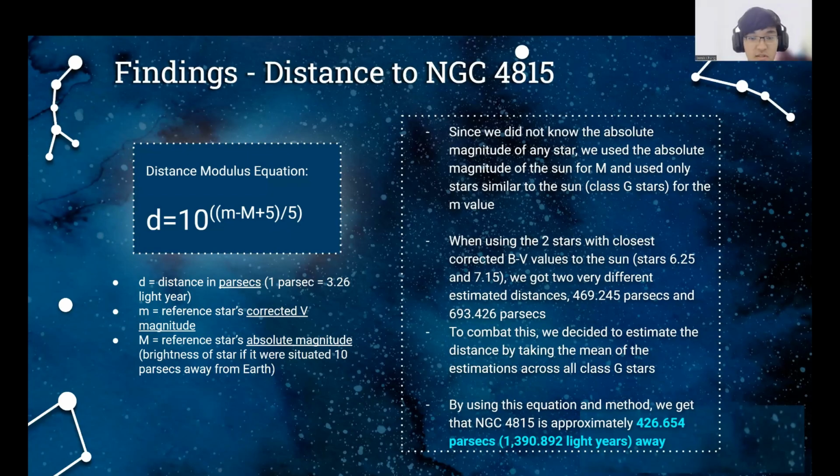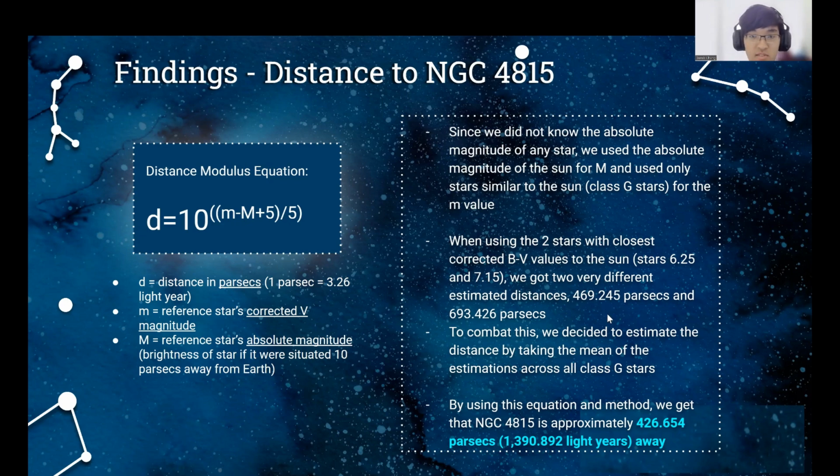So what does all this data and analysis tell us? Well, by using the B minus V corrected value and the corrected V magnitude of our reference star, we are able to use the distance modulus equation as shown above to get an estimate of the distance of NGC 4815 from Earth. However, since we did not know the absolute magnitude of any star, we used the absolute magnitude of the Sun for the capital M value and used stars similar to the Sun, or class G stars, for the lowercase m value. But when we used the two stars with the closest corrected B minus V value to the Sun, we got two very different estimated distances, as you can see in the second bullet point.